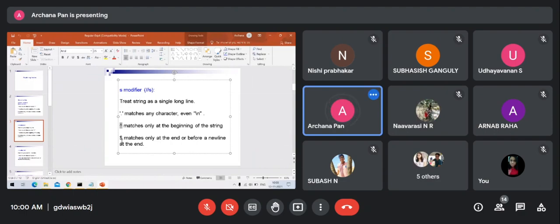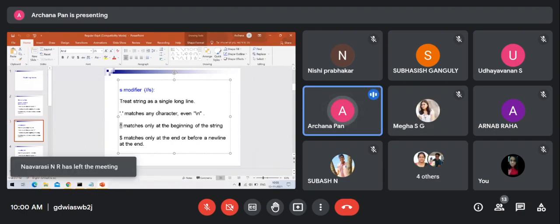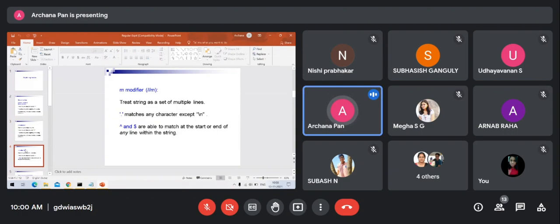But if you use the m modifier instead of s, it will change the role of caret and dollar. So one is the s modifier, and another is the m modifier. It will treat the string as a set of multiple lines. Even if a word like apple is at the beginning of the second line, the caret will match it. So this is the role of the m modifier.